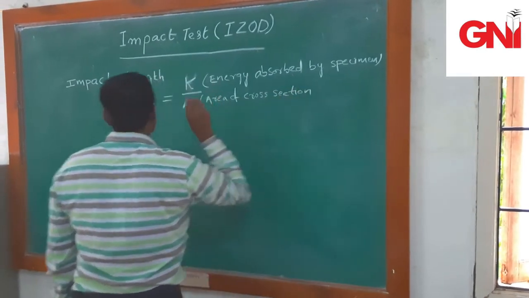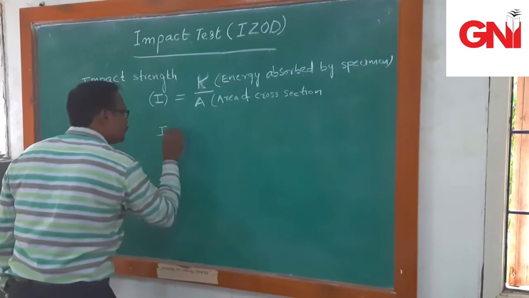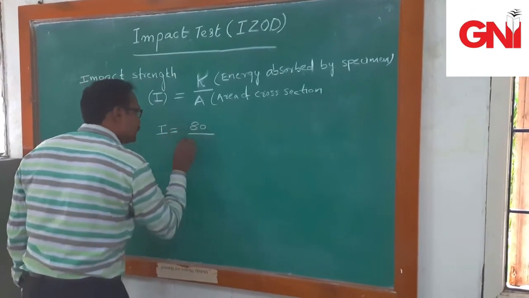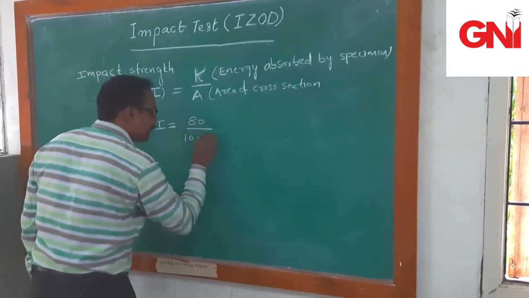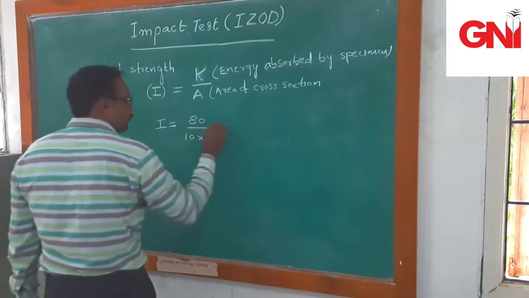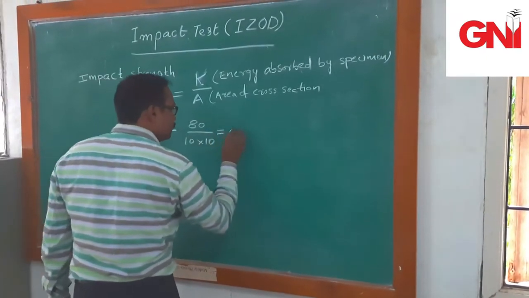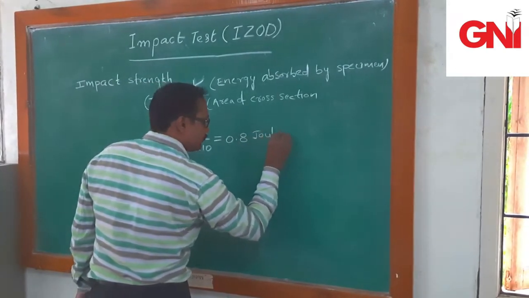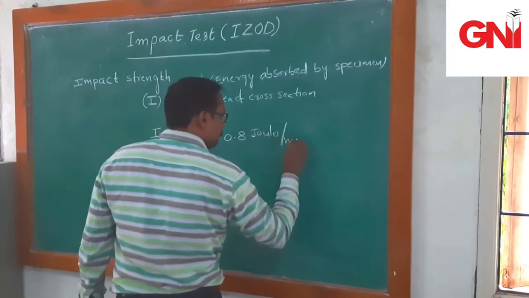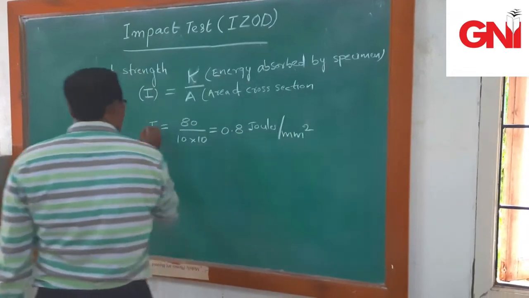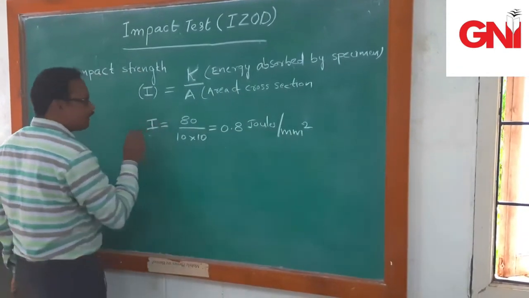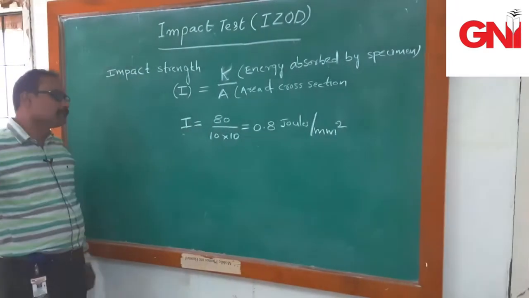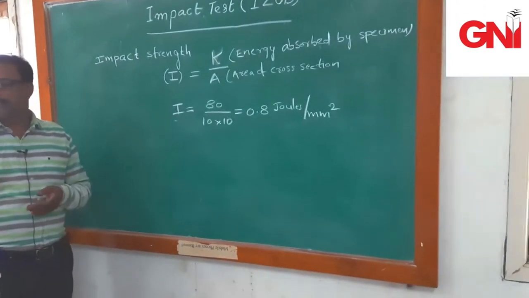So here I equals, we got 80 joules as the energy absorbed by the specimen, and the area of cross section is 10 by 10. So equal to 80 by 100, equal to 0.8 joules per mm square. This is the impact strength of the material. So I is the impact strength. We got 0.8 joules per mm square for this given mild steel specimen.